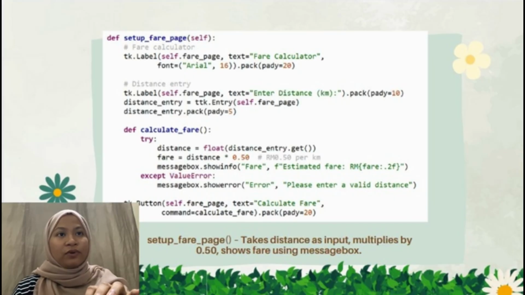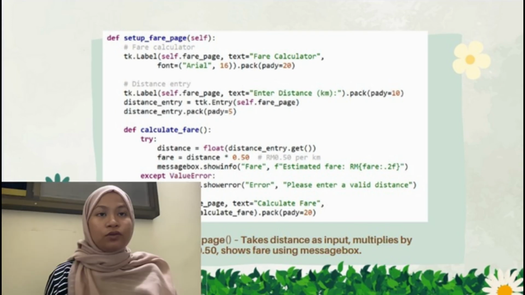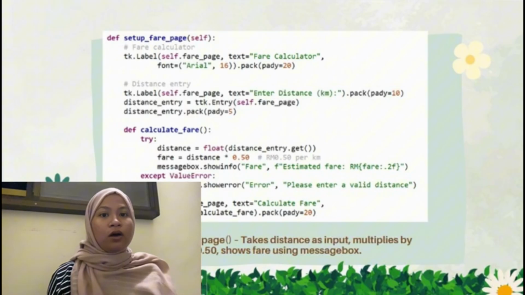Inside this function, it first tries to convert the input to a number using float. If successful, it multiplies the distance by 50 cents and shows the result using messagebox show info, like this example. If the user enters an invalid input, the system shows an error message, show error. This page is important because it shows how to accept user input, perform a real calculation, and give fast output, all in a simple and user-friendly way.